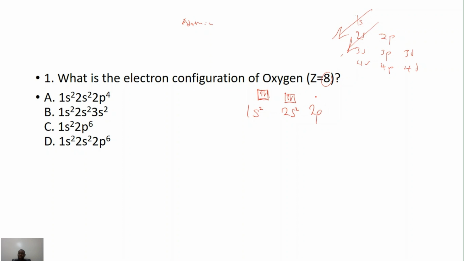2p. We know p orbital has 3 orbitals, and each of the remaining 4 electrons will first of all fill it singly, making 7. So the remaining extra electron will now start doubling it. So this will be 4. Okay, so the correct answer is A.